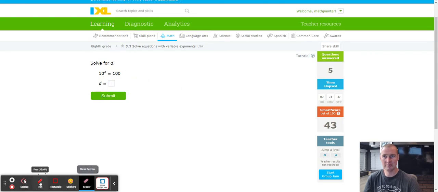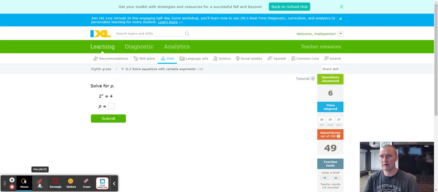All right, back to our 10 base. We have 1 and 2 zeros after the 1. So this is going to be 10 to the second power to give you 100, which makes sense because 10 times 10 is 100.